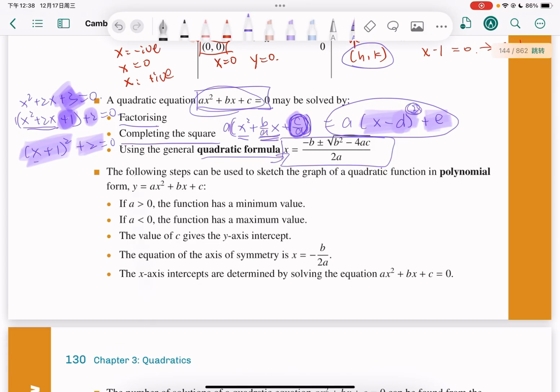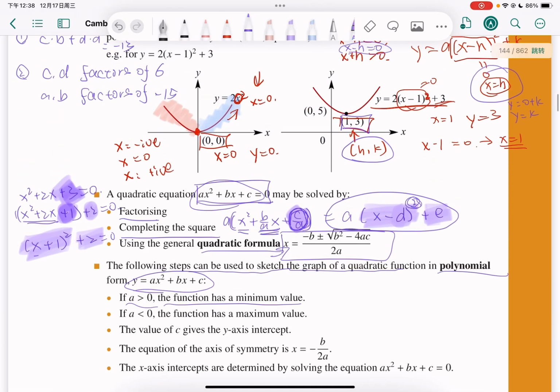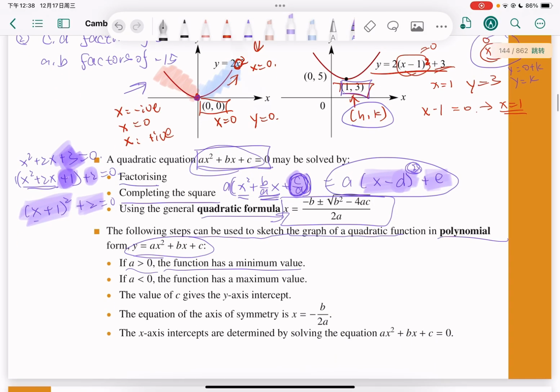The following steps can be used to sketch the graph of a quadratic function in a polynomial. So how do we want to sketch this one? If a is greater than 0, the function has a minimum value. And that means, just like this case, it has a minimum value, which is just the turning point. So it means the opening is facing upwards, like this. And that allows us to have a minimum value when a is greater than 0.